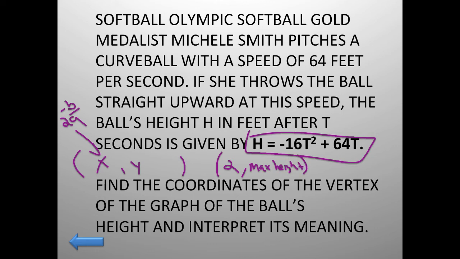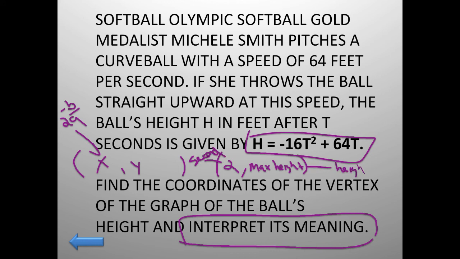So when I say interpret the vertex, I mean after 2 seconds, it is going to have a max height of whatever that value is. And I think it's 64 feet. That is what you need to write. That is what interpret the meaning is. This is seconds. This is height. So you have to state both. At 2 seconds, it is going to be at this height. That is what the vertex means. And that is all you need to do for this test.